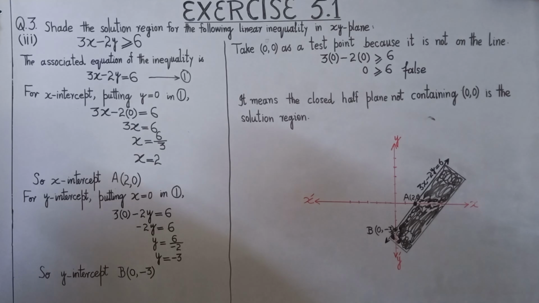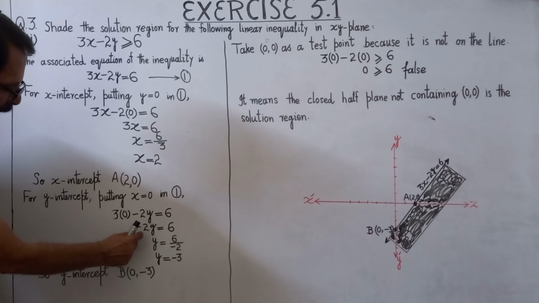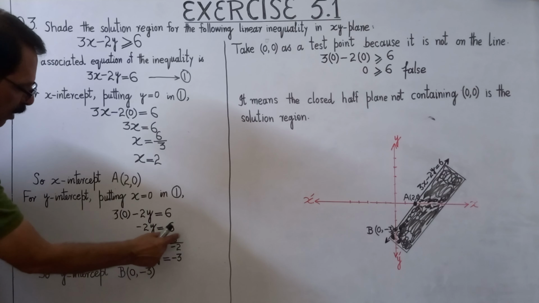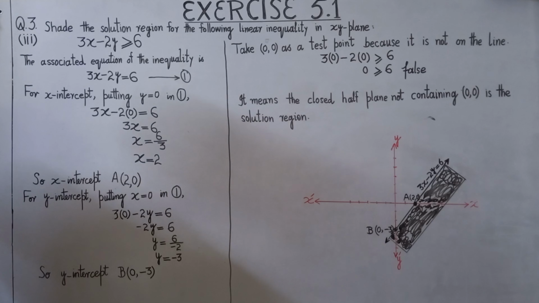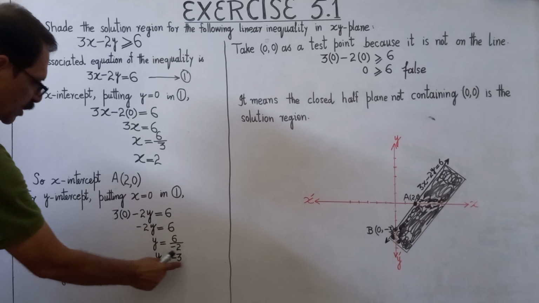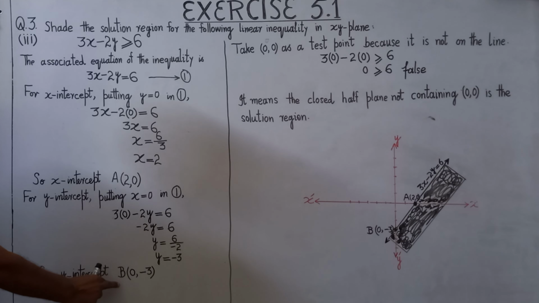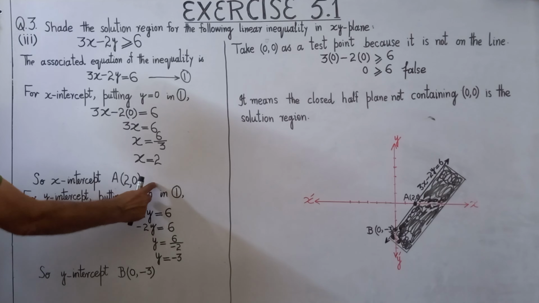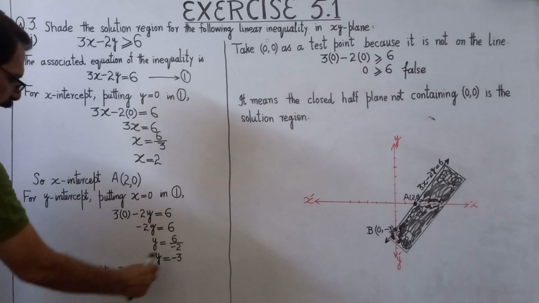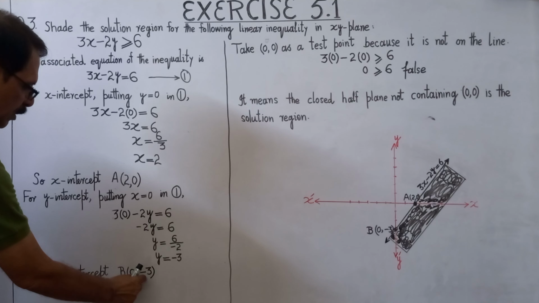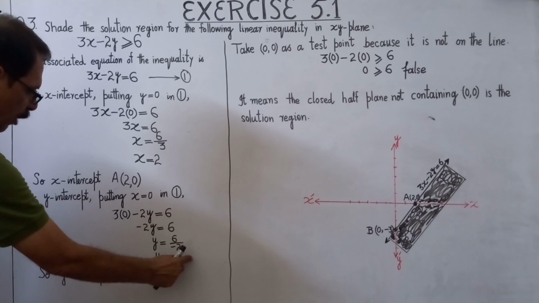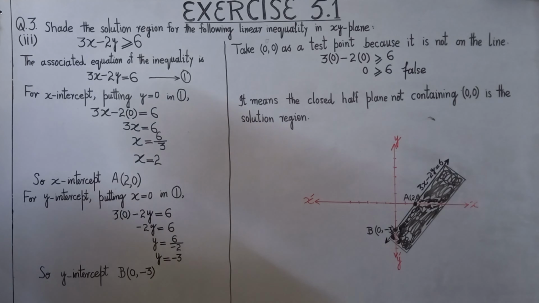Dividing both sides by minus 2. Minus 2y over minus 2, minus 2 cancels with minus 2. So y is left, equal to 6 over minus 2. 2 threes are 6. y is equal to minus 3. So y-intercept, which is point B, has coordinates: first write x coordinate, that is 0, and at second place in the ordered pair write y coordinate, which is minus 3.